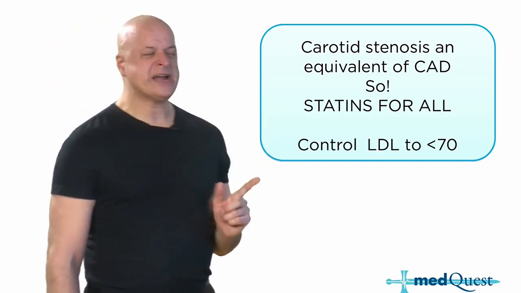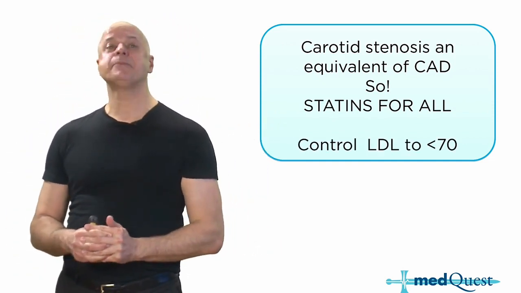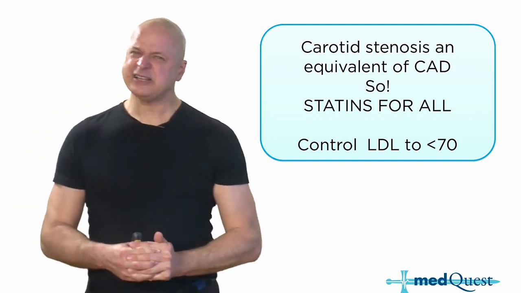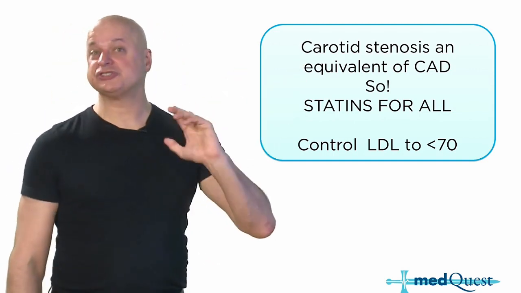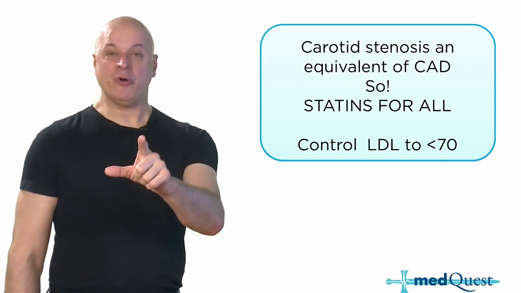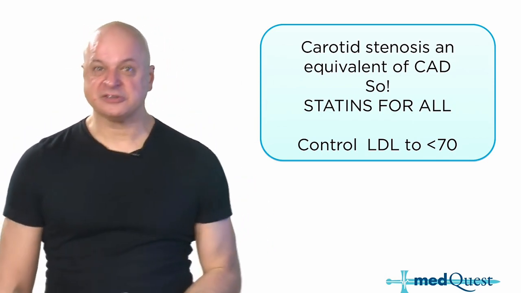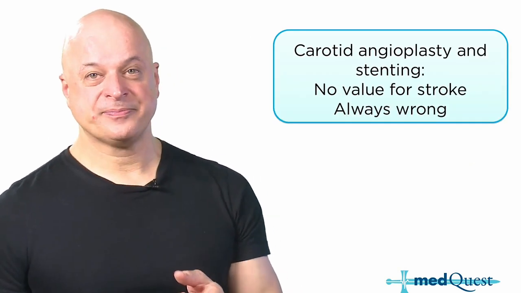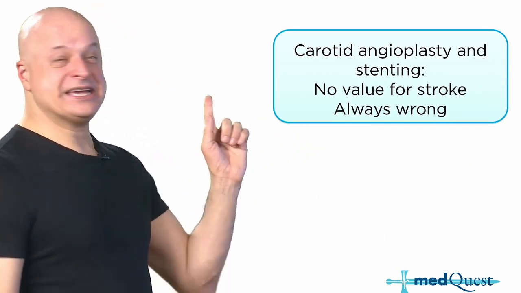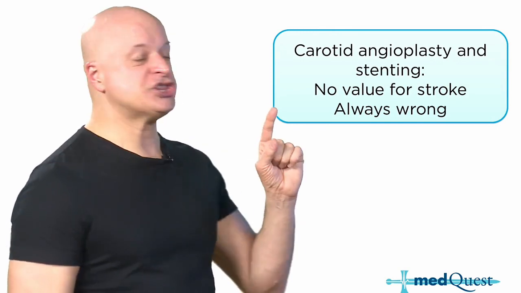And also for carotid stenosis, is there a particular blood pressure medication that's better? No. For peripheral disease, yes. For peripheral disease, it's an ACE inhibitor. Angioplasty and stenting is for the heart, not for strokes.